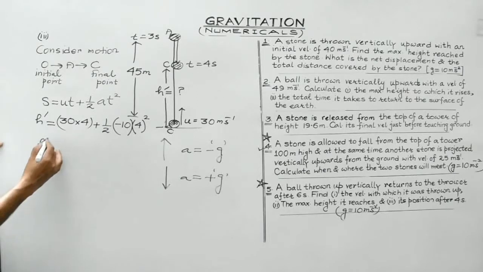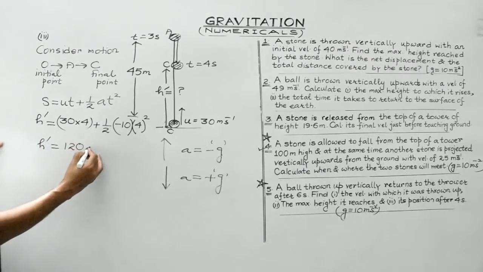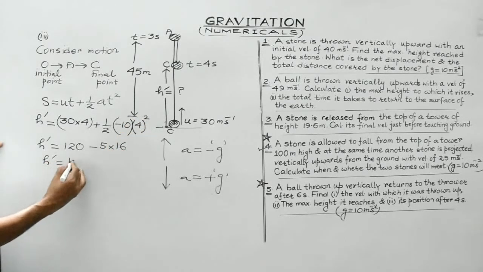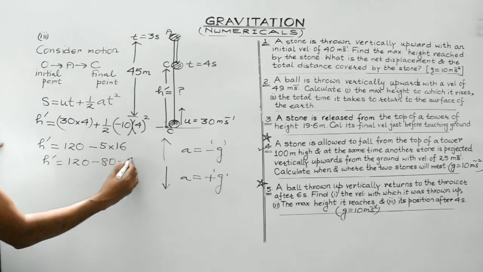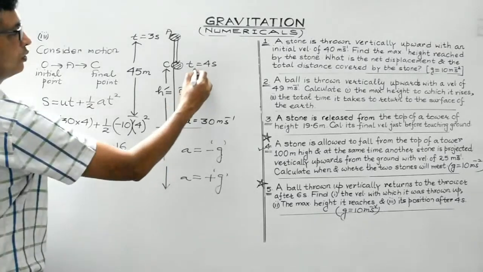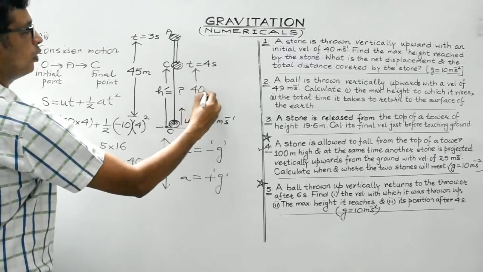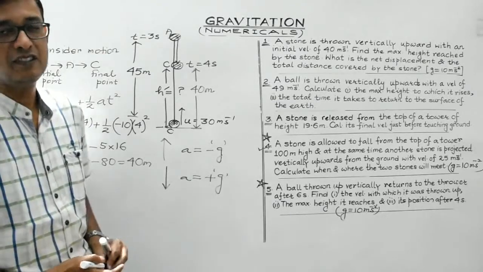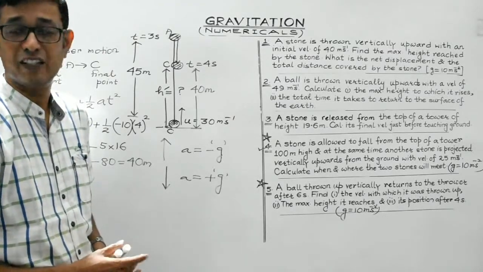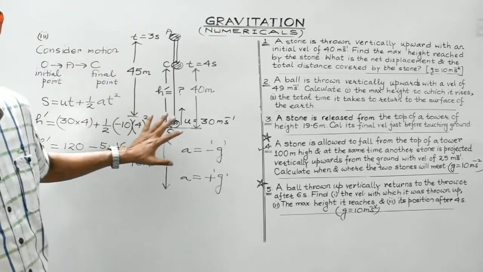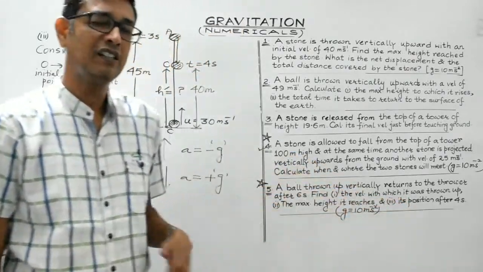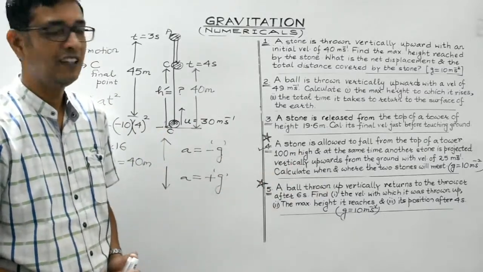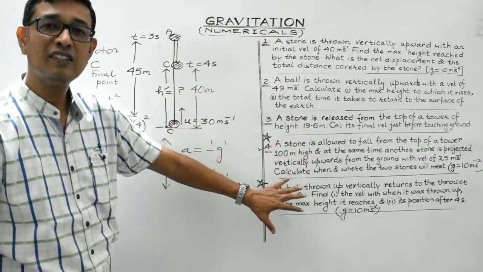So let's solve it. What you get is 120 minus 5 into 4 square, that is 16. So that will give us 120 minus 80. So that will give us 40 meters. So after 4 seconds, the ball will be at position C, which is at a height of 40 meters from the Earth's surface. Clear, students? So this is the alternative method. We have done the third part by 2 methods. It's entirely up to you to choose either of these 2 methods. Both are correct, right?